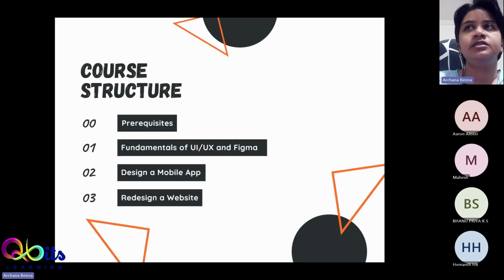So our first month or the 0th month is going to be prerequisites, which we are currently starting out with. After that, for the first month of your official course, you will be dealing with the fundamentals of UI UX as well as learning Figma. And after that, the second month will be focused on how to design the UI for a mobile app. And it will not just be UI using Figma, we will also focus on the UX part of things. And in the last month, we will look into website design.